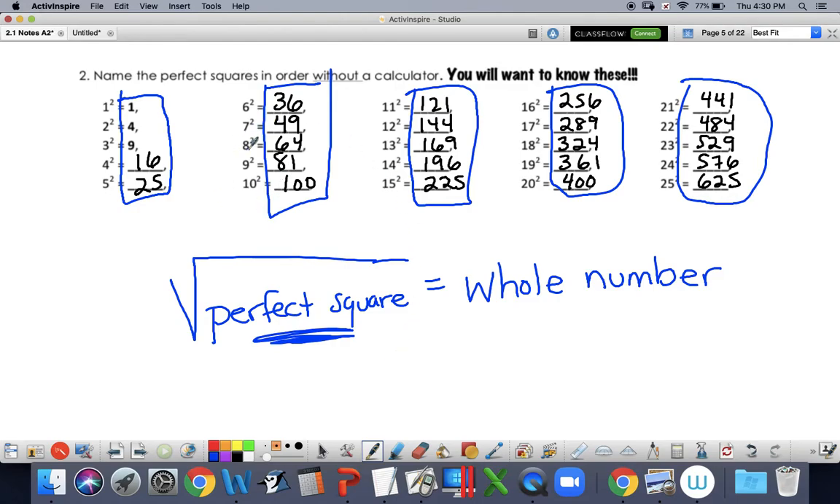Whereas 8 is not a perfect square. The square root of 8 is a decimal. It is not a whole number. So therefore 8 is not a perfect square. So make sure you know the difference between what is a perfect square and what is not a perfect square.